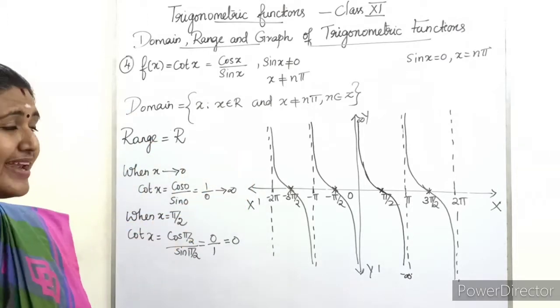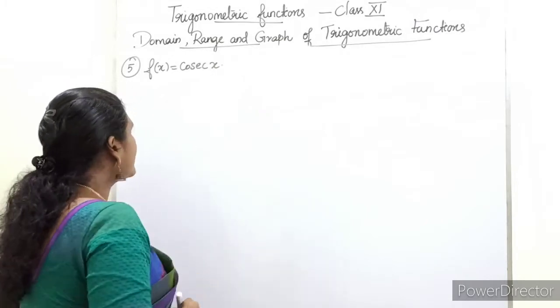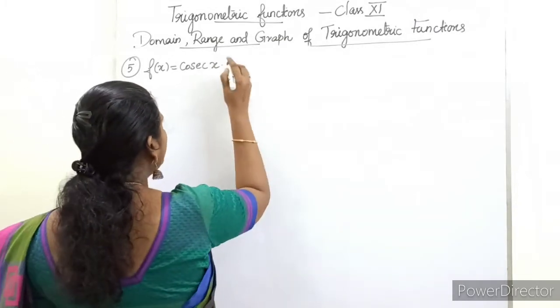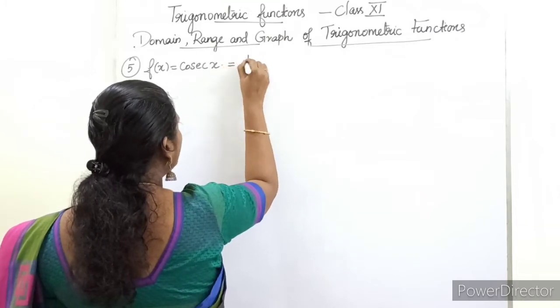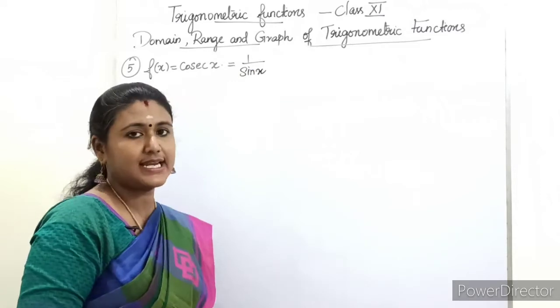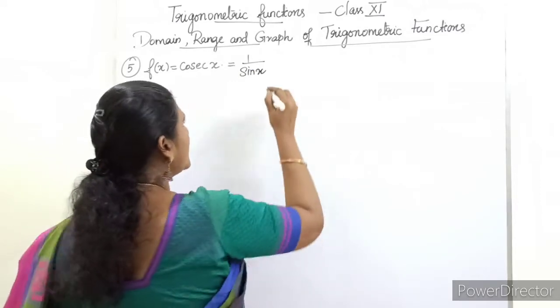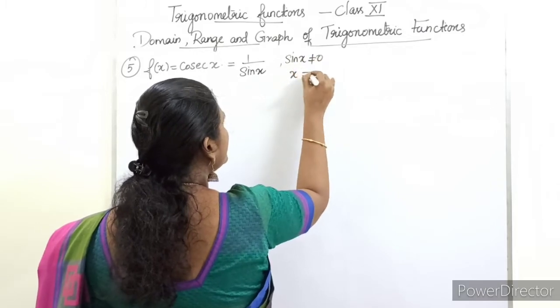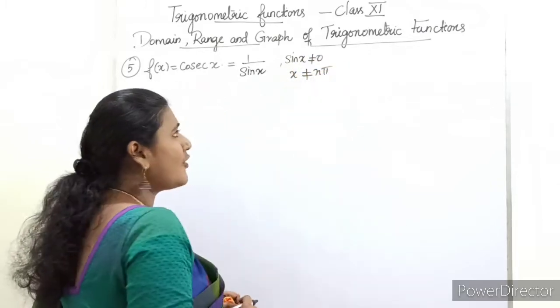Now we will move on to the next function. Now the fifth function, f of x is equal to cosec x. You know how to define this function. This is equal to 1 by sin x, and here the denominator is sin x. So sin x should not be 0. So we have to write the condition: x should not be an integral multiple of pi.